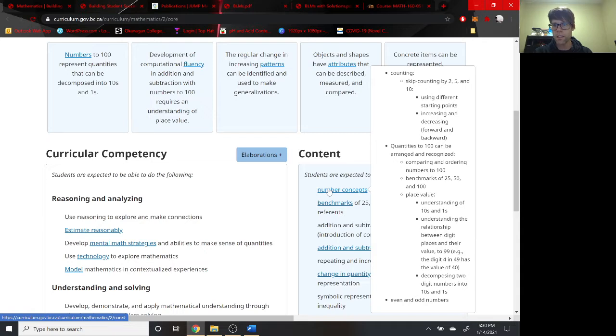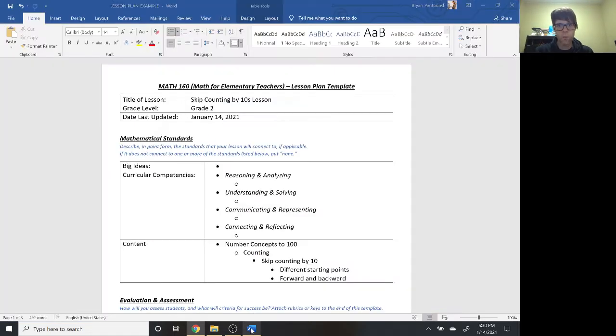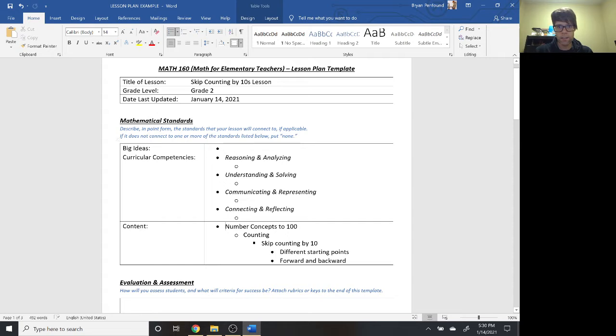So I decided to pick skip counting by 10s as the specific content that I wanted to look at, using different starting points and with increasing and decreasing sequences. Over here on the template, you'll see that under content, that's exactly what I've written down. The number concepts to 100, the subtopic of counting, and inside that subtopic we have skip counting by 10.